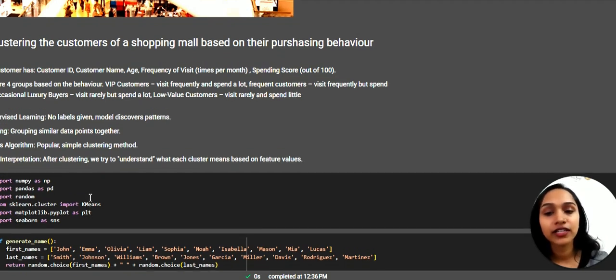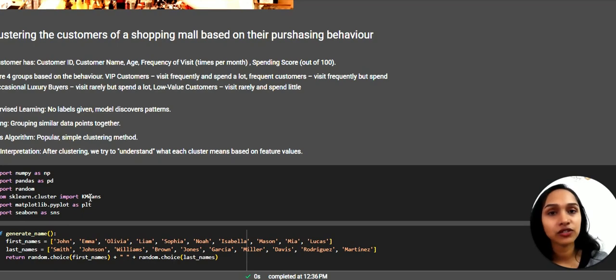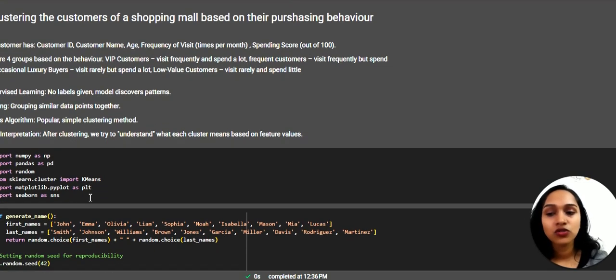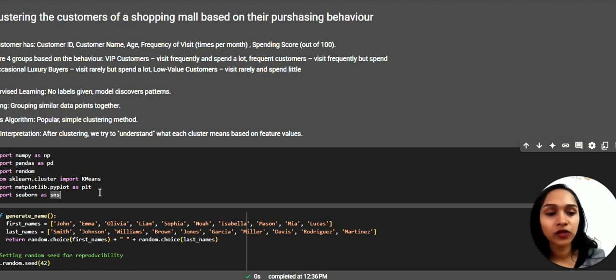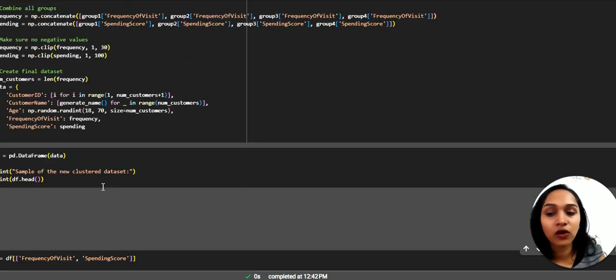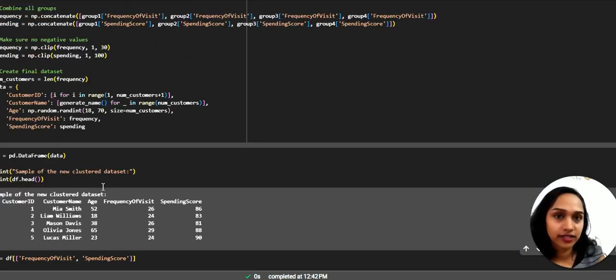After clustering, we will try to understand what each cluster means based on their feature values. When I run this code, and I'm not going into the details of this implementation, it will automatically cluster the customers into the 4 different clusters: the VIP customers, the frequent customers, the occasional luxury buyers, and the low value customers. So let me run this code. When I run this code, the model will automatically cluster the customers.